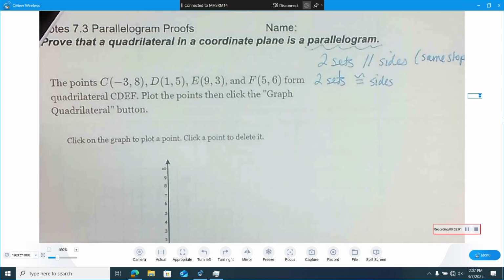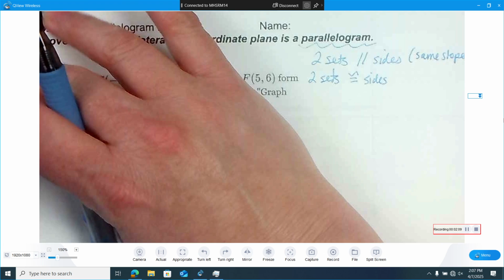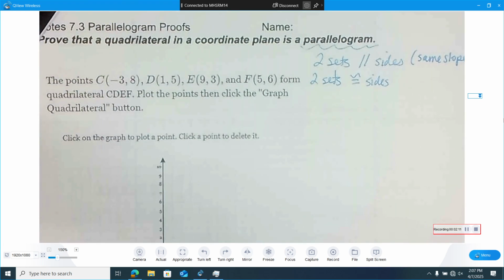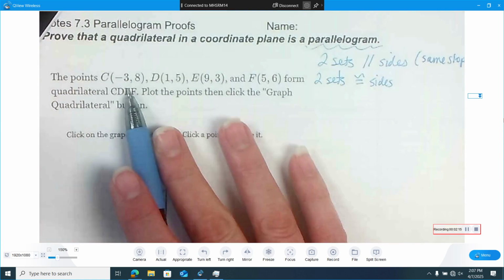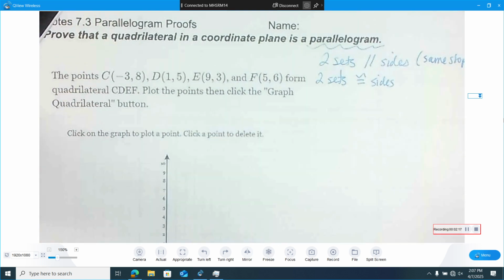Everything that we're doing today we have done 1,000 times already, okay? And so once we get this single thing done, then your assignment, you should be able to finish before the end of class, no problem. So to get started, we're going to go ahead and plot these points.